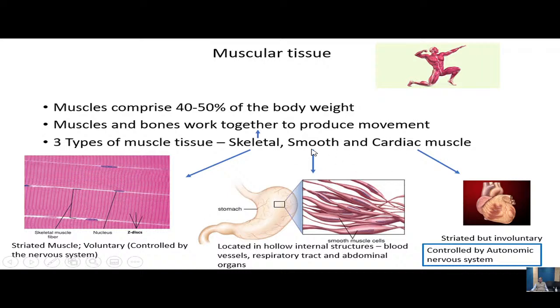But when we look at the smooth muscle, the name comes from the fact that there are no striations in the smooth muscle fibers. So where are they located? See, this is the stomach. So obviously the smooth muscle fibers are located in the stomach, as well as the various abdominal organs like the intestines, like the urinary tract. Also, smooth muscle fibers are present in blood vessels.